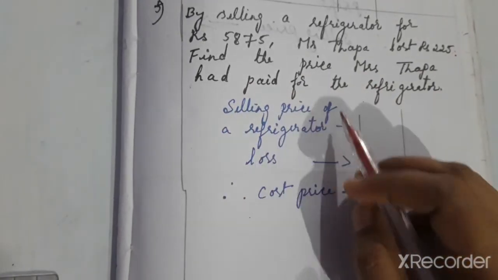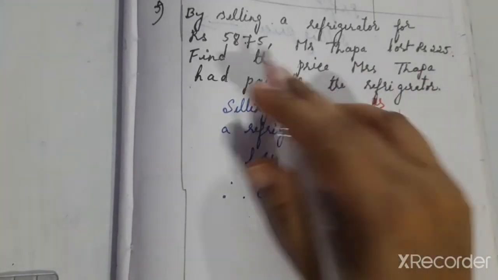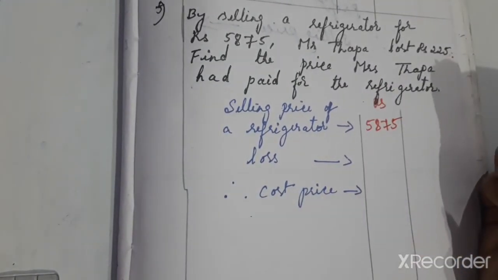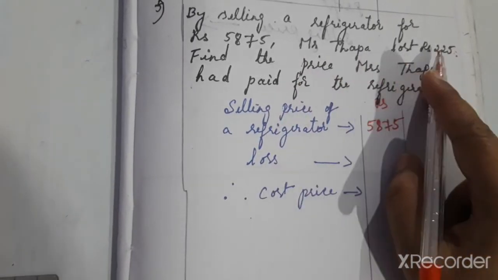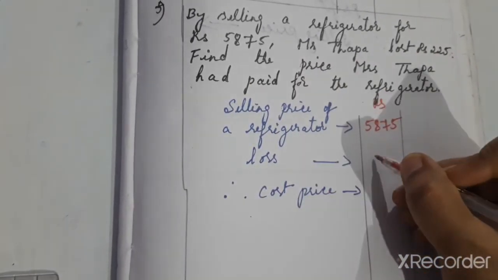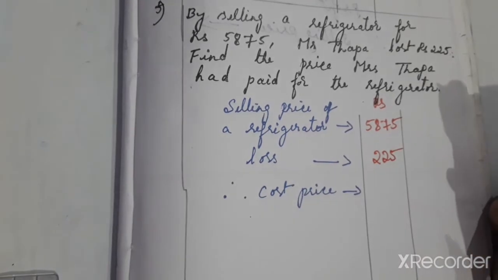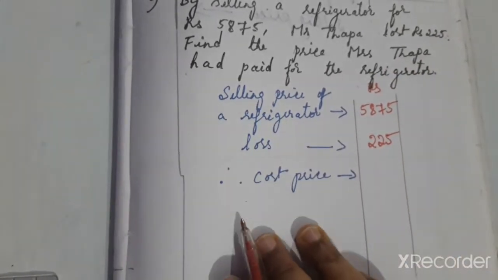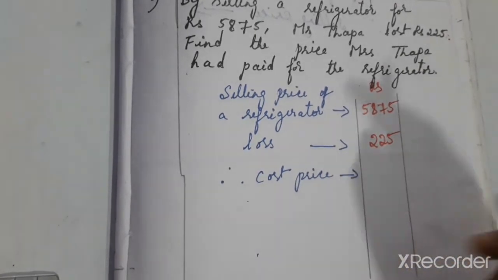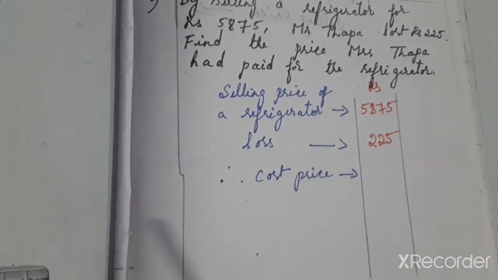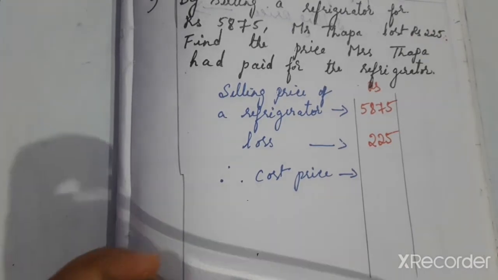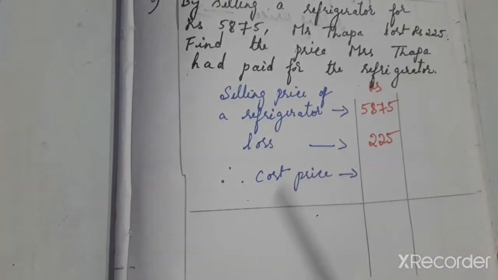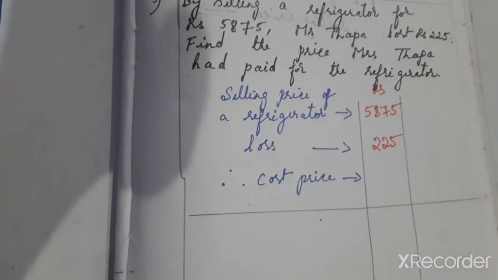So the selling price of the refrigerator is given in the question. The answer is 5,875 rupees. Mr. Thapa lost 225 rupees. So the loss is 225 rupees. Find the price Mr. Thapa had paid for the refrigerator, meaning purchase amount or cost price. So what is the formula to find the purchase amount or cost price when selling price and loss are given?